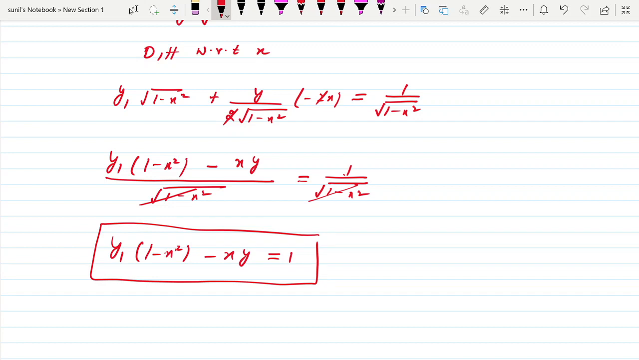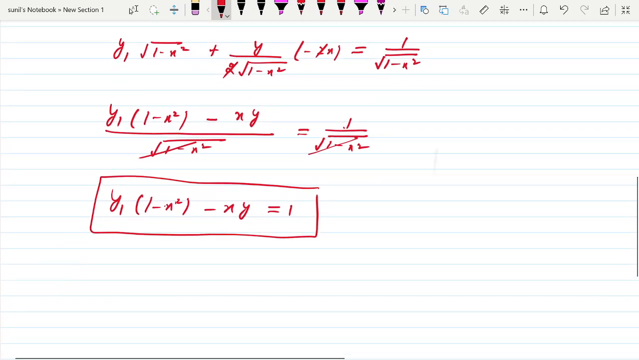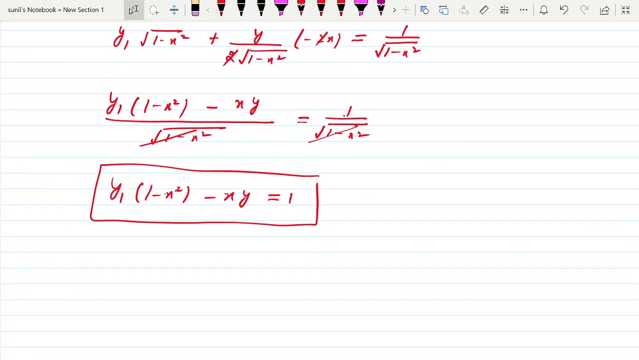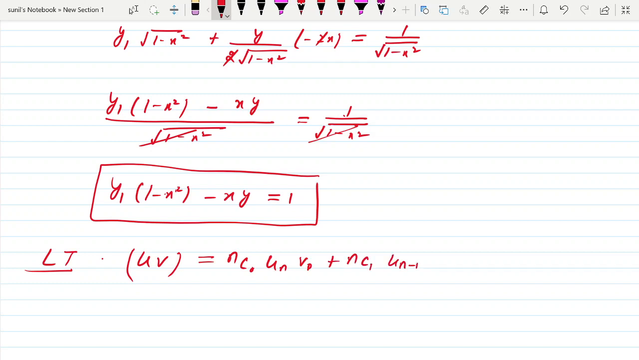Now since we want to establish that relation, just recall the Leibniz theorem, in short I'm calling it LT. What was the scenario? It is something like this: nC0 Un V0, nC1 Un minus 1 V1, and goes like this. Now, I'm taking this as my star. Now, differentiating star n times by using Leibniz theorem.